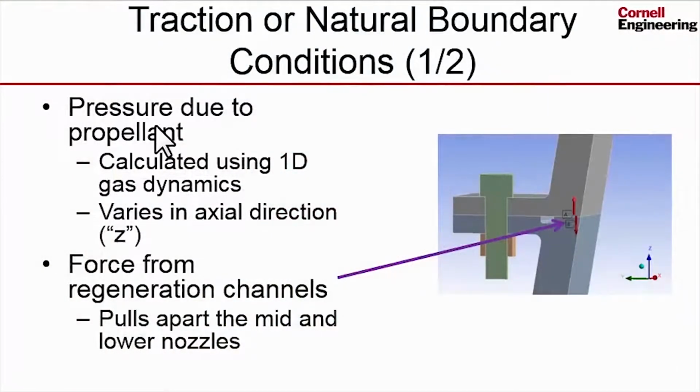We will move on to specifying the traction boundary conditions. Let me go back to that particular PowerPoint slide. First we will specify the pressure due to the propellant, that's the hot gas. It's calculated using 1D gas dynamics, and the details are given in Andy's Excel file, which is provided to you as a download. It varies in the axial direction, so I'll go back to mechanical and specify that pressure.